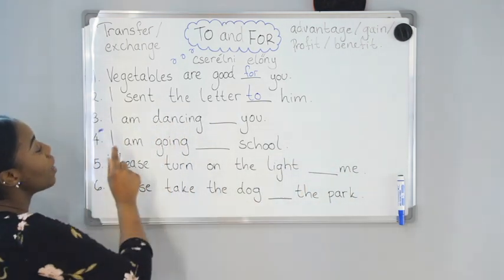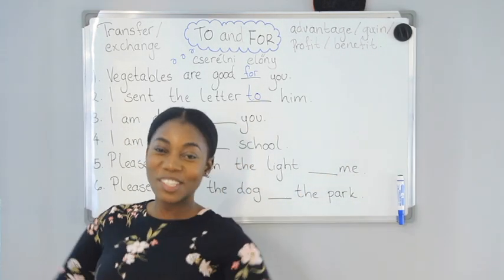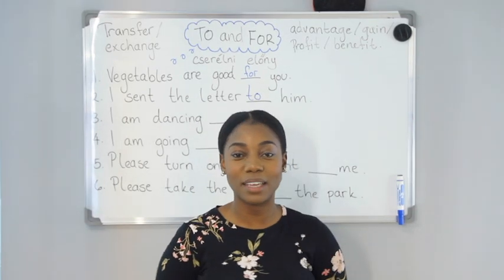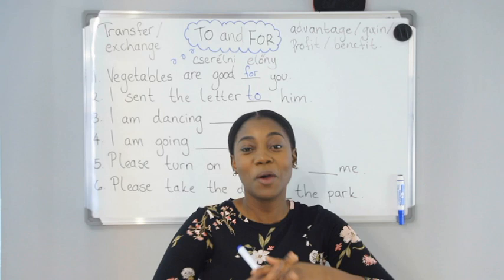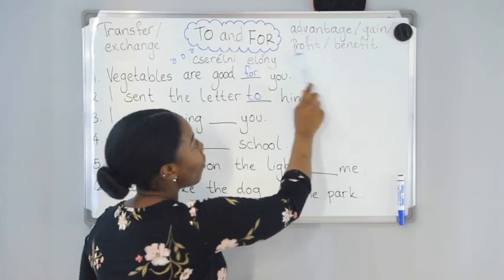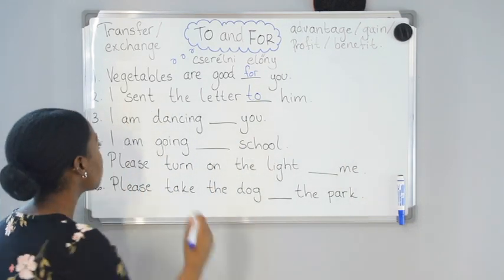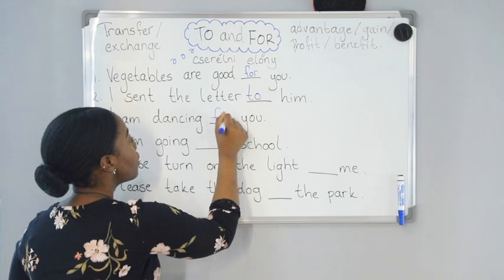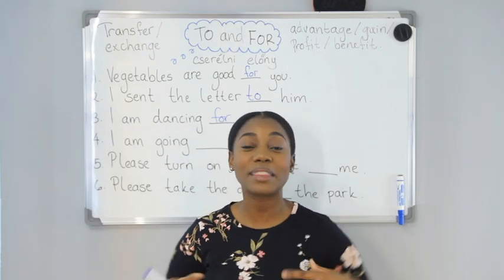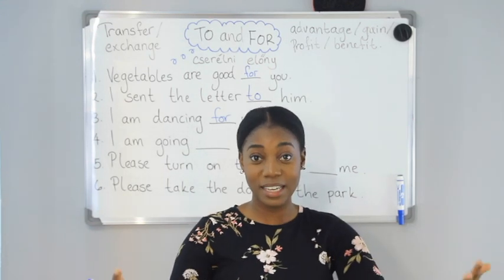Third sentence: I am dancing ___ you. If I decide to dance, I'm trying to make you feel good. I'm trying to make you feel happy, to laugh at me if you so wish. So I am dancing for your profit or for your benefit. I'm making you feel good. So I'm going to dance for you. I could also cook for you. I could also sing for you. These are things that make someone feel appreciated or feel good in a sense.